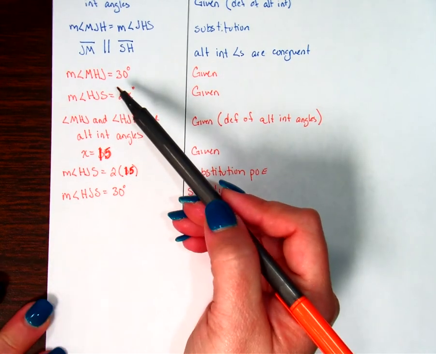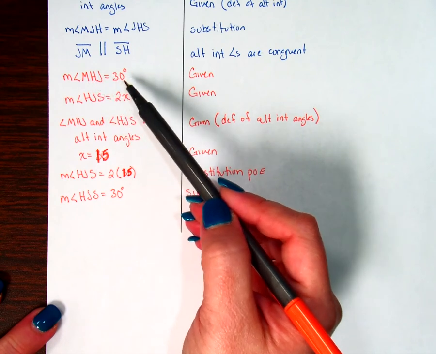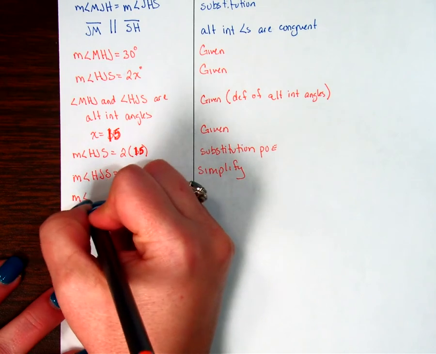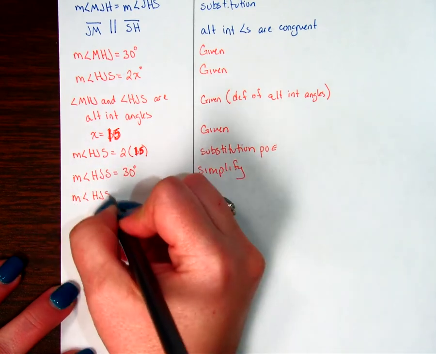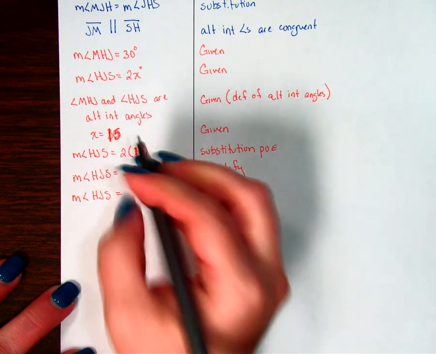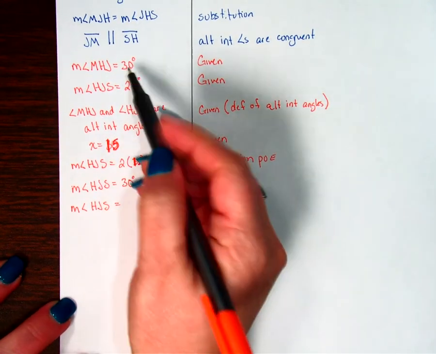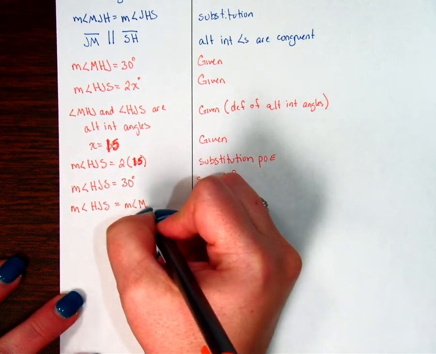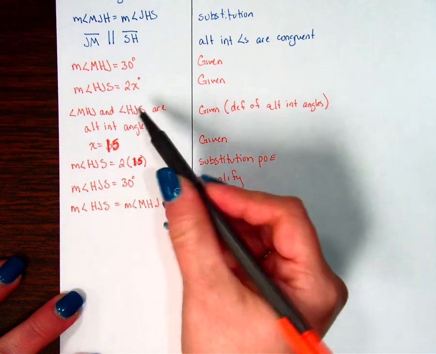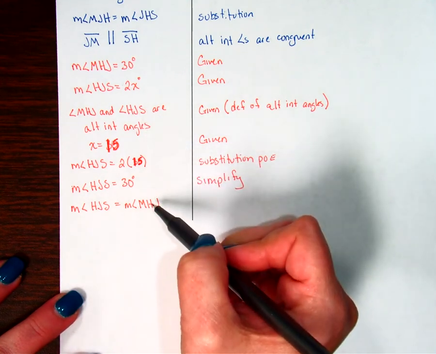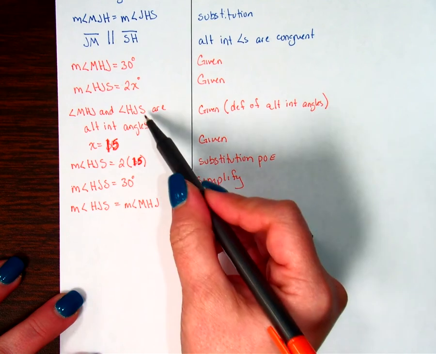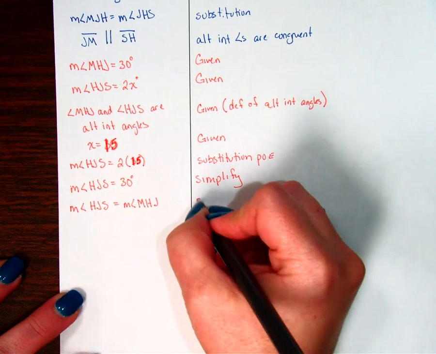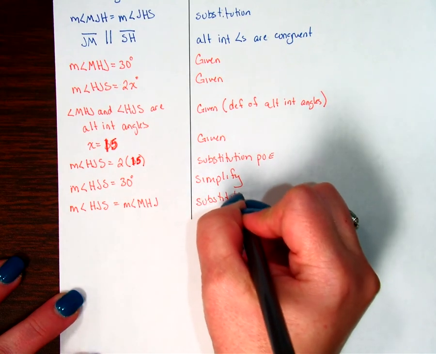Okay, so now I can say that my two angles are equal. The measure of angle MHJ is 30 and HJS is 30. So the measure of angle HJS is equal to the measure of angle MHJ because they're both 30. And remember we said they were alternate interior angles, and now we've shown they have the same measure. So since my alternate interior angles are congruent to each other, oh, and this one was substitution, right? POE.